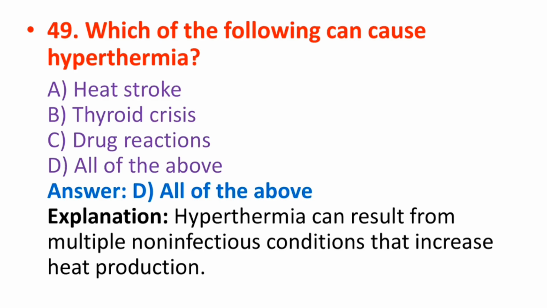Which of the following can cause hypothermia? Option A heat stroke, option B thyroid crisis, option C drug reactions, option D all of the above. The correct answer is option D all of the above. Hypothermia can result from multiple non-infectious conditions. Heat stroke, thyroid crisis and drug reactions can cause hypothermia.